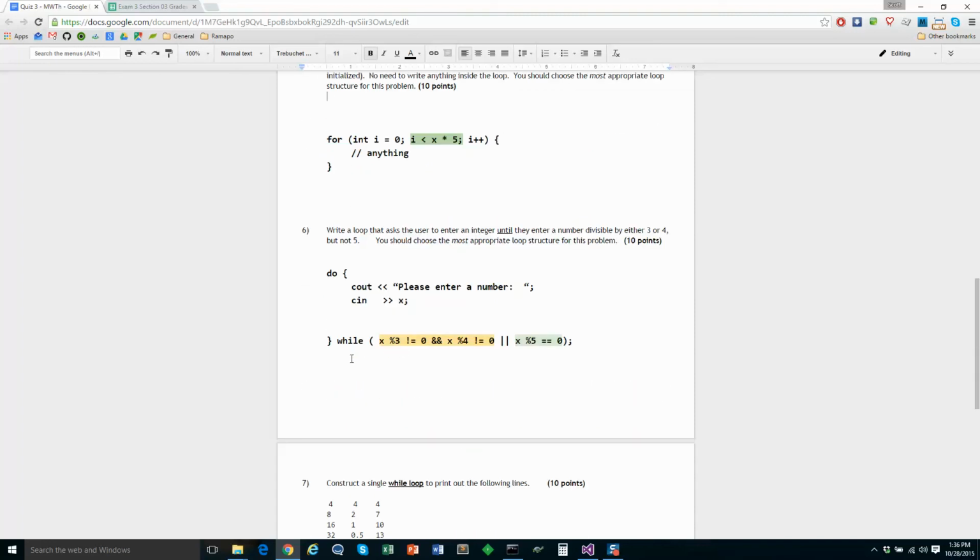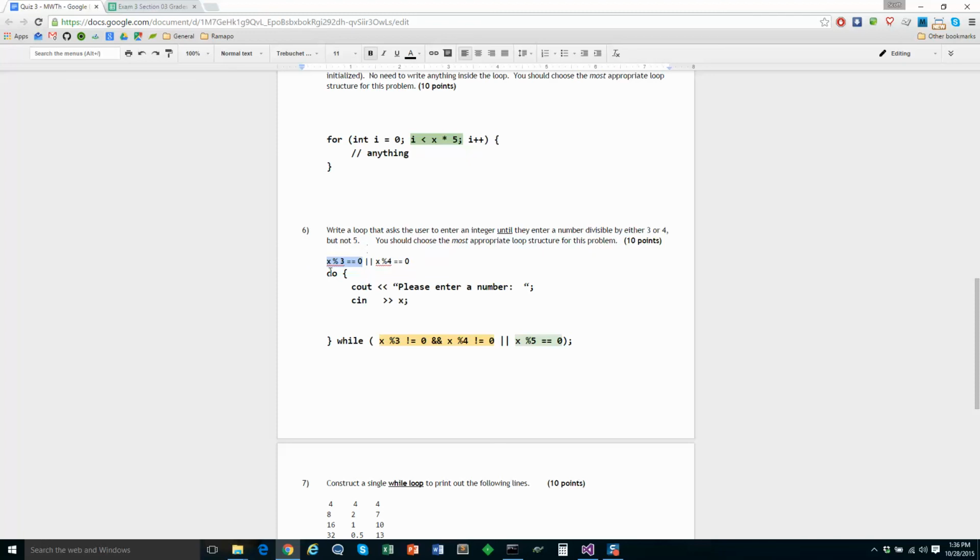Number 6 was hard. I gave you a relatively complicated stop condition. Write a loop that asks the user to enter an integer until they enter a number divisible by either 3 or 4, but not 5. So what is a good number? The number that the user is looking for is divisible by either 3 or 4. We could write that as x mod 3 is equal to 0, or x mod 4 is equal to 0. If either one of these conditions is true, that's one of the criteria.